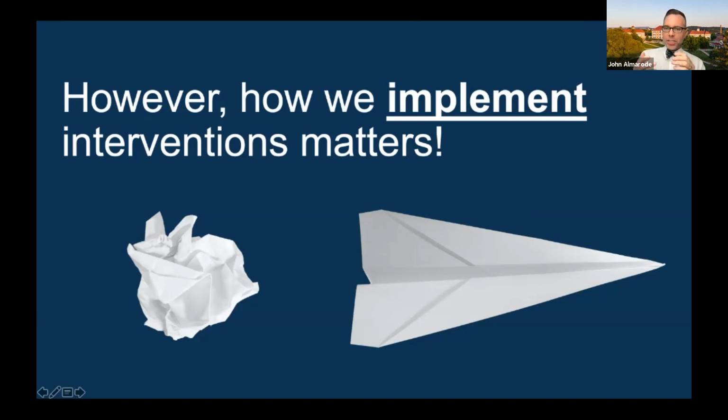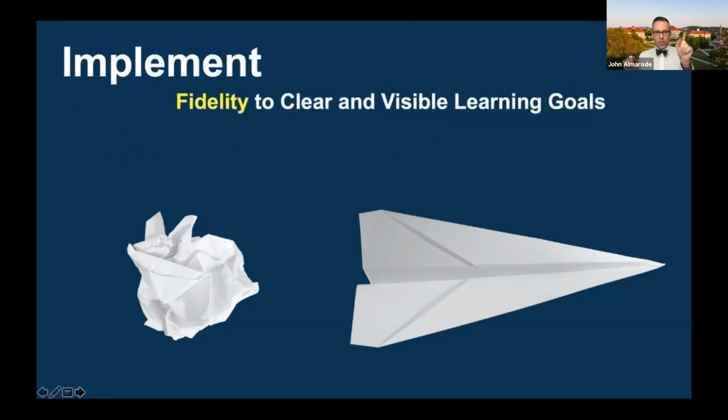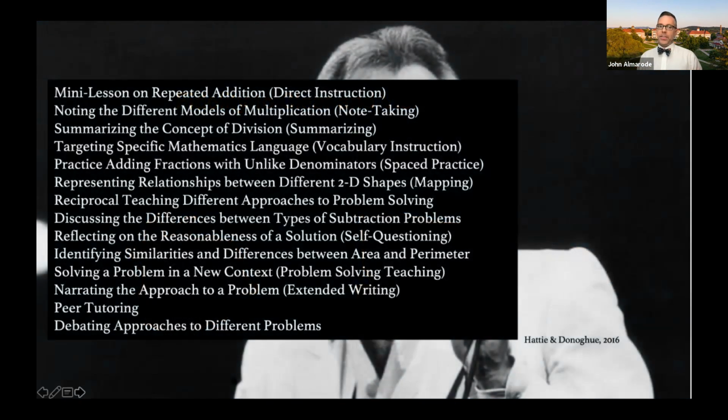But implementation isn't just about how we execute it. There are some components to implementation that I want us to think about before we wind down. For example, are we implementing this in a way that is aligned to our learning intentions and our success criteria? Because you noticed when you looked at all of those different strategies that they could be used for different things. For example, I could do spaced practice with procedural learning, but I could do spaced practice with conceptual understanding. Come back and get it again.